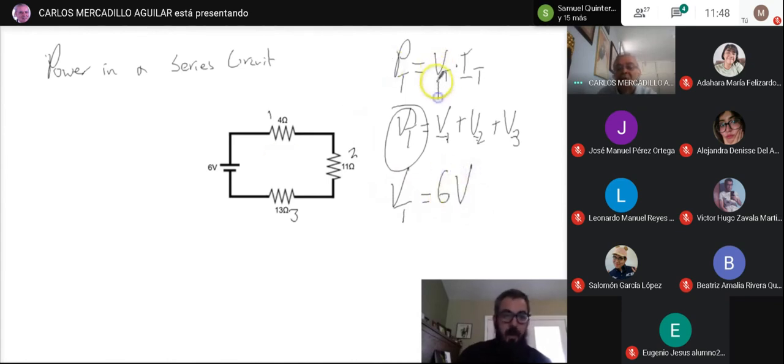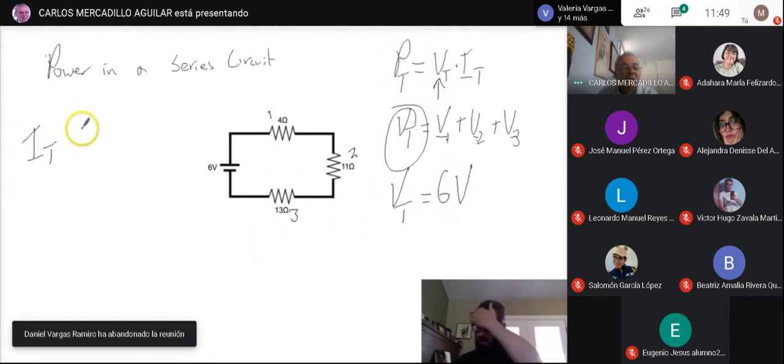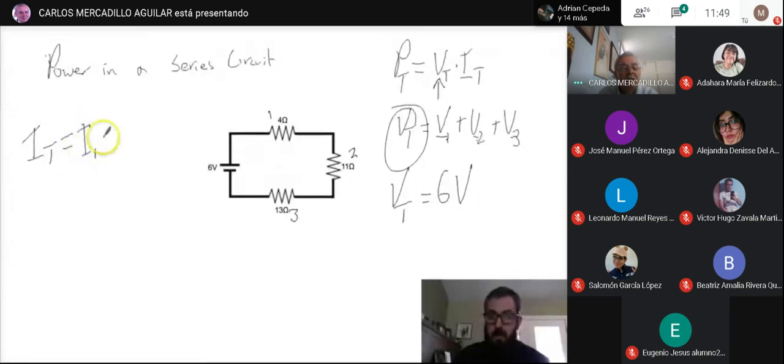So we have this part of our equation. We have the voltage total. What we need really is the current total. And the current total is going to look a little bit different, right, for a series circuit. It's going to be I1 equals I2 equals I3. So we know it's going to stay the same throughout the whole circuit, right?